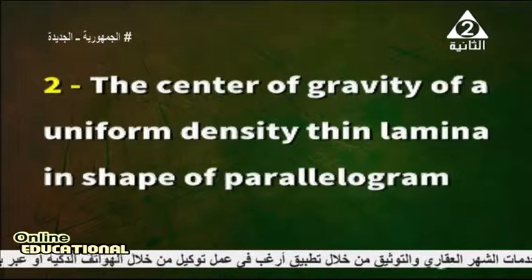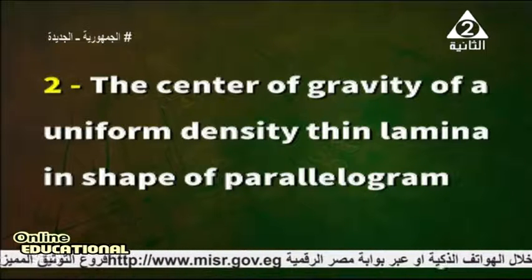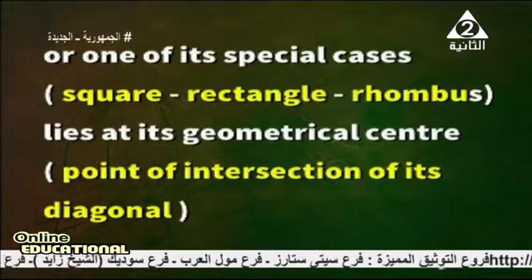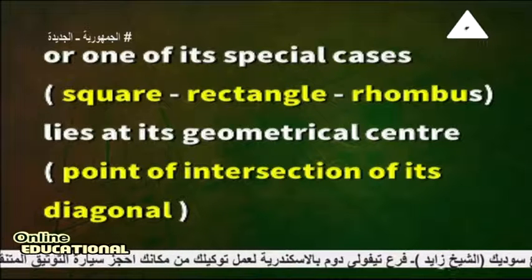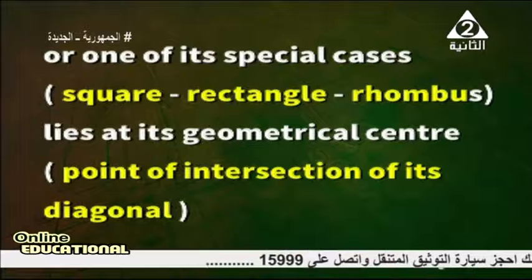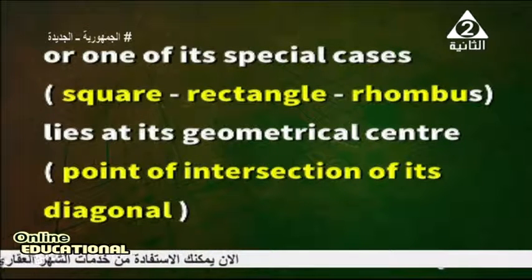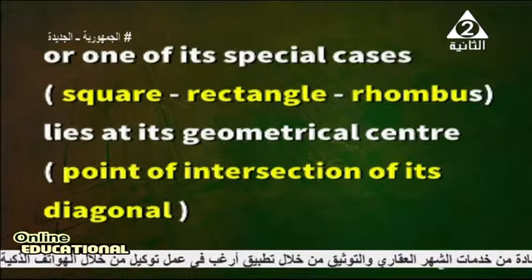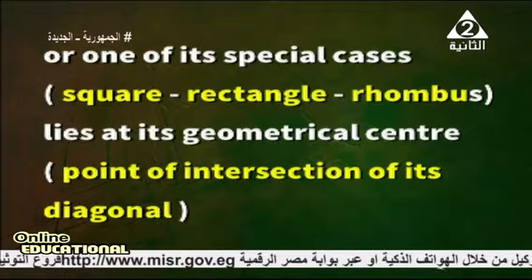Number two, the center of gravity of a uniform density thin lamina in the shape of a parallelogram or one of its special cases lies at its geometric center. What are the special cases of a parallelogram? Square, rectangle, rhombus. What do you mean by geometric center? The point of intersection of its diagonals.